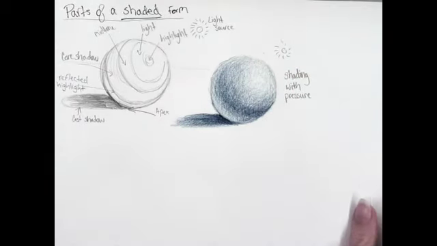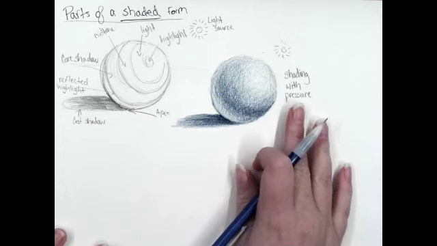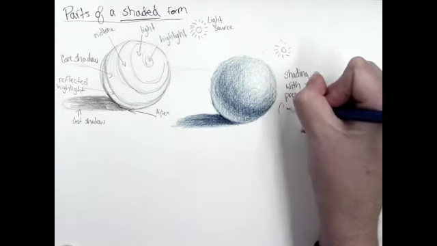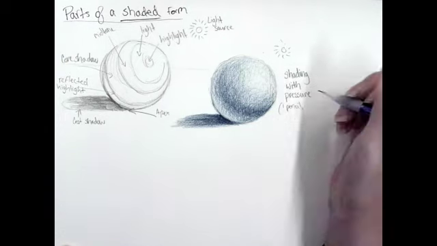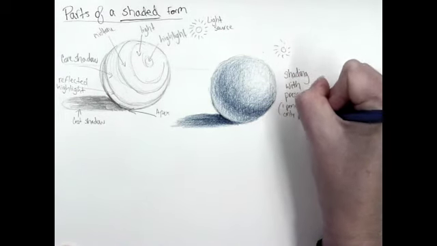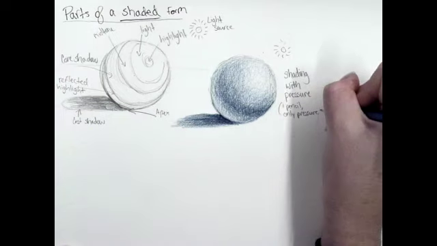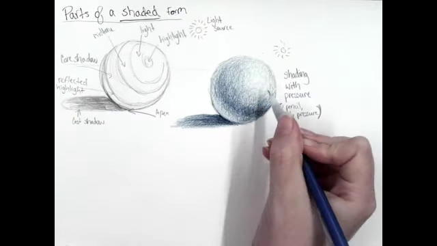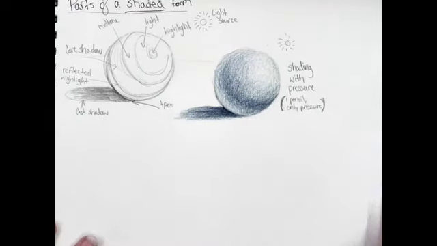And go ahead and label that sphere shading with pressure. Okay, so this was one pencil and only using pressure with your hand to create those different values. Only using heavy pressure, medium pressure, and light pressure to create the range of value.